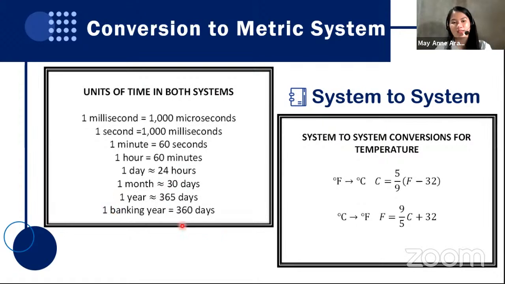For leap year, 366. And like what I've said earlier, so banking year, through the banker's rule, we use 360 days. No? And for temperature, so for degrees Fahrenheit to Celsius, that is 5 over 9 times the difference of the given Fahrenheit minus 32. And for degrees Celsius to degrees Fahrenheit, that is 9 over 5 times the given Celsius plus 32. Anyway, meron namang mga shortcut dun sa calculator sa conversion. No, you can make use of that.